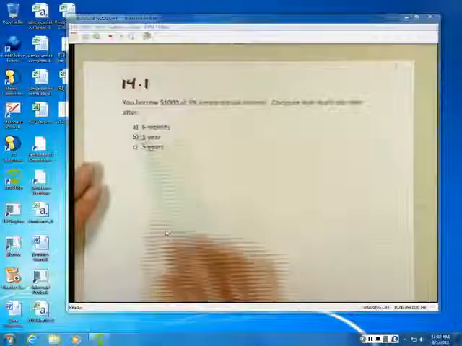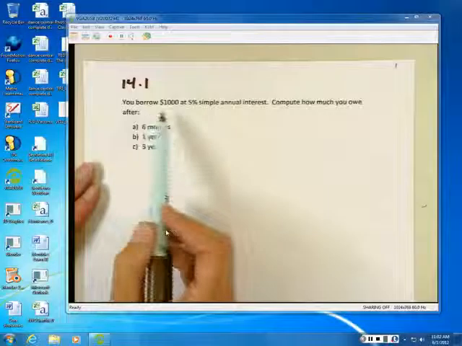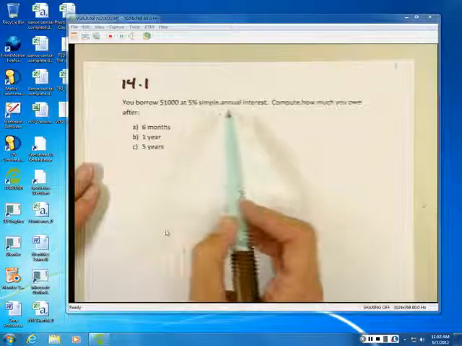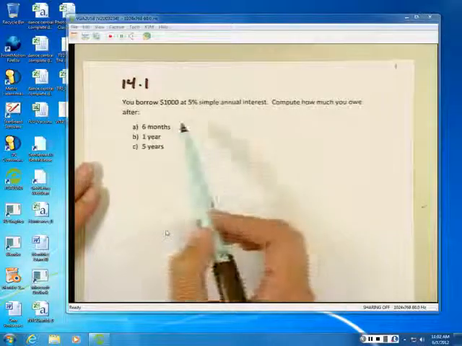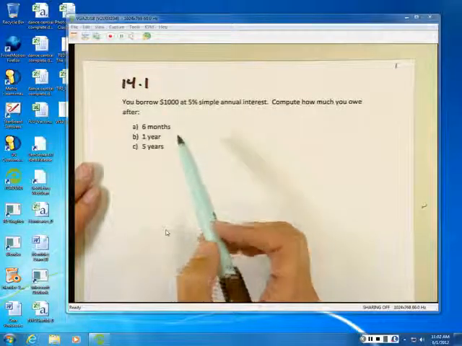So here's the first example. It says that you borrow $1,000 at 5% simple annual interest. Compute how much you owe after 6 months, 1 year, or 5 years.